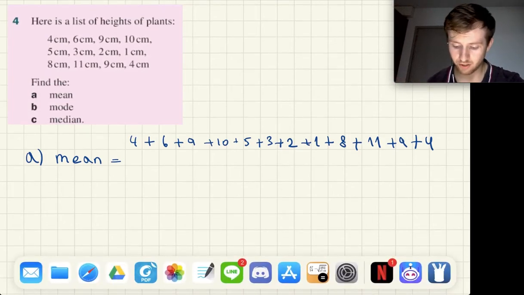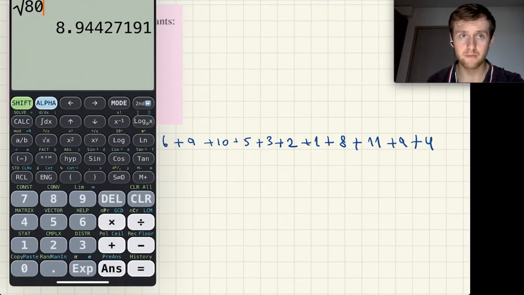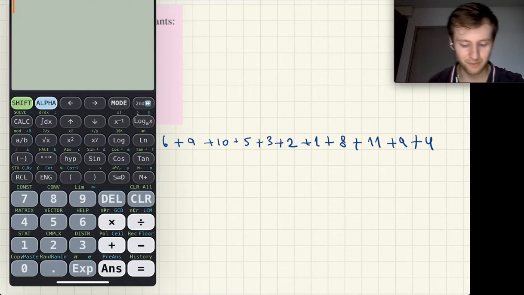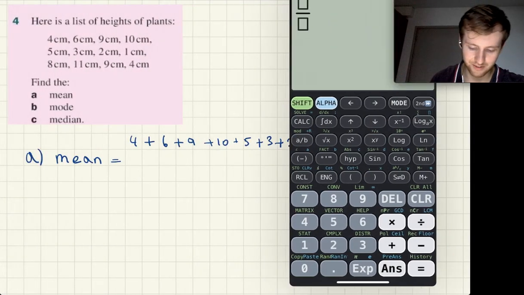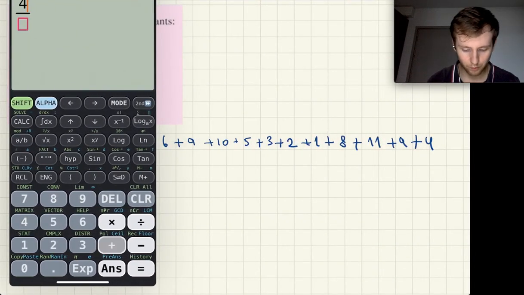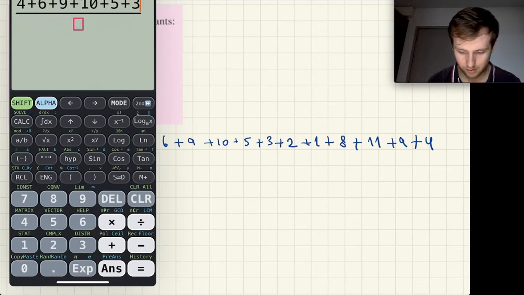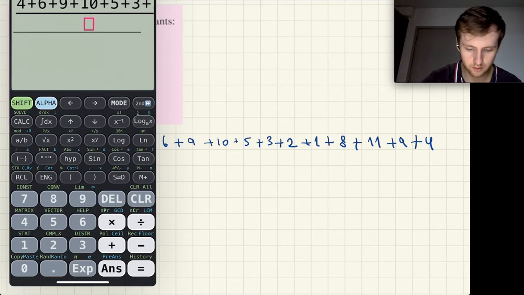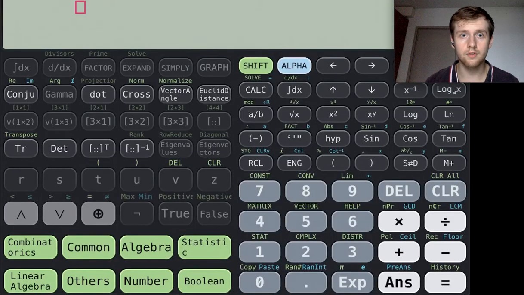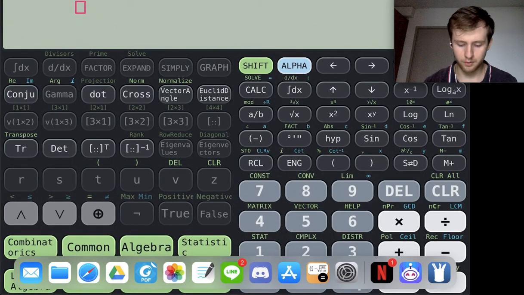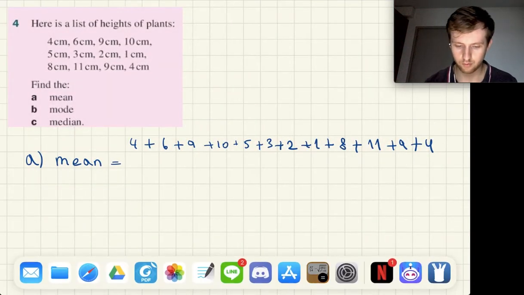Again, for this you can just use a calculator. I think it's totally okay to use a calculator to find the mean, especially if there are a lot of numbers. Alright, so we can just do 4 plus 6 plus 9 plus 10 plus 5 plus 3 plus 2. Can I decrease the size? I can just do it like this. Oh my god, you guys can see it now because I cropped my screen a little bit. So now you can see it.